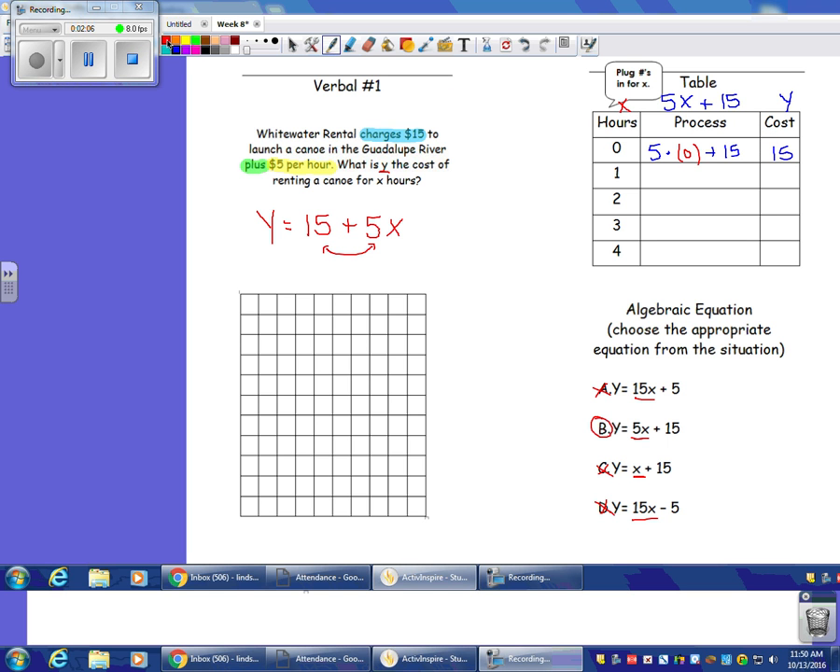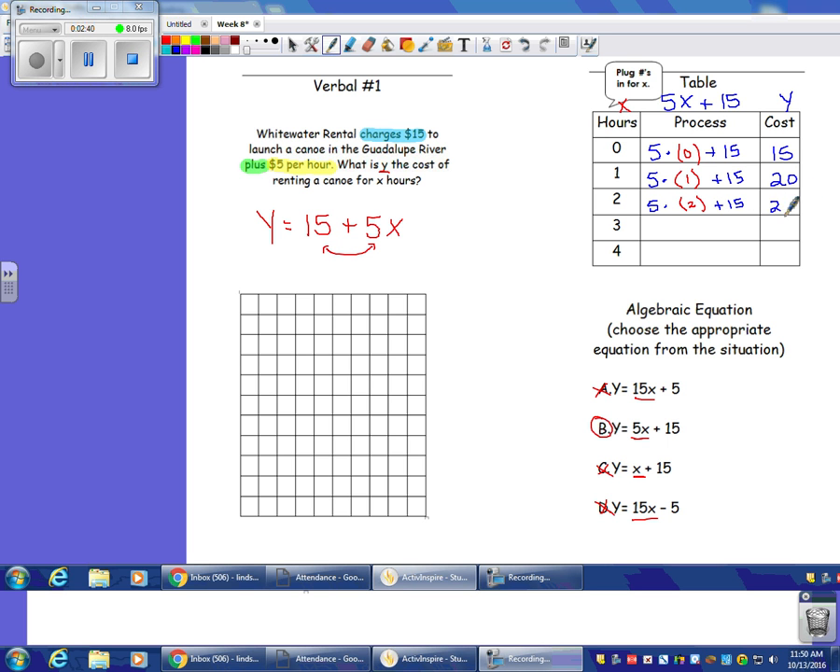The next one, I'm going to say 5 times, and I'm going to change that x to be a 1, and I'm going to add 15 to that. 5 times 1 is 5, and 5 plus 15 gives me 20. So in 1 hour, I am being charged $20. The next one I'm going to be plugging in a 2 and adding 15 in. 2 times 5 is 10, and 10 plus 15 gives me 25.